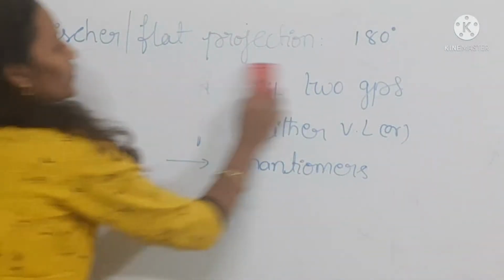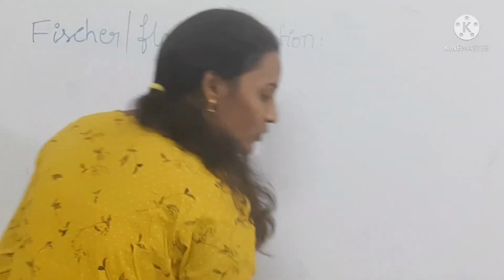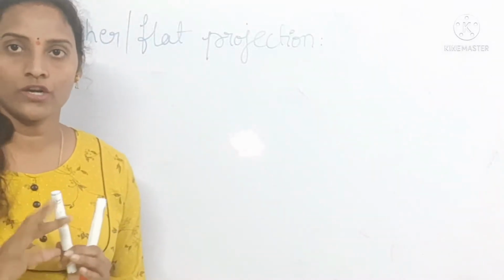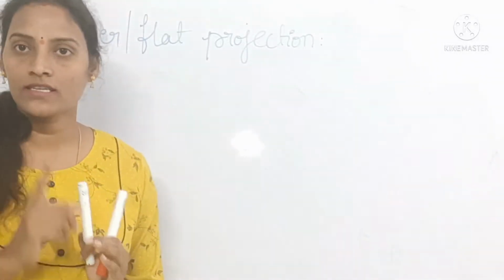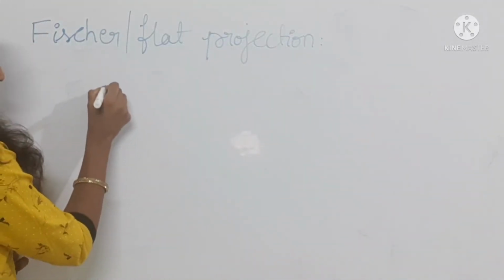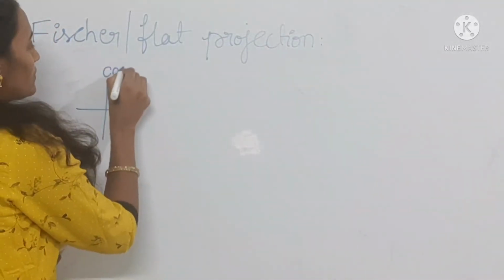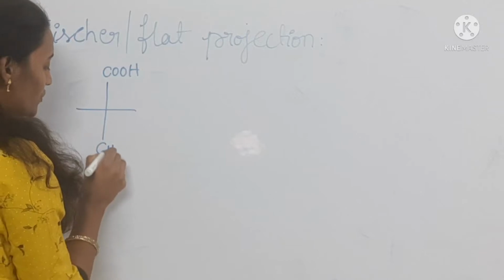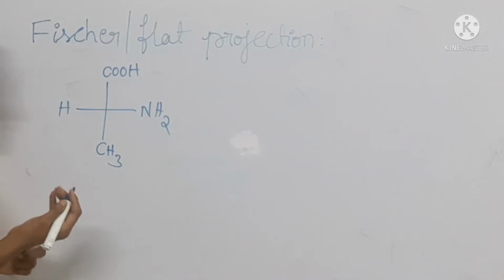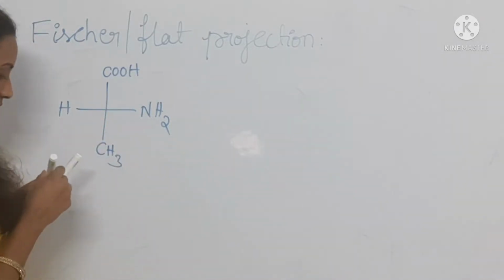Now go to the next one. Next one is, if you rotate 90 degrees all the groups present in that particular compound. See, 90 degrees rotation. Suppose you take alanine here. Okay, alanine: COOH, CH3, students, H and NH2. This is the alanine. Now try to assign priority and after that give the configuration.